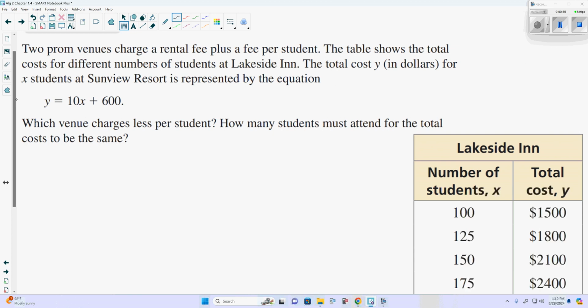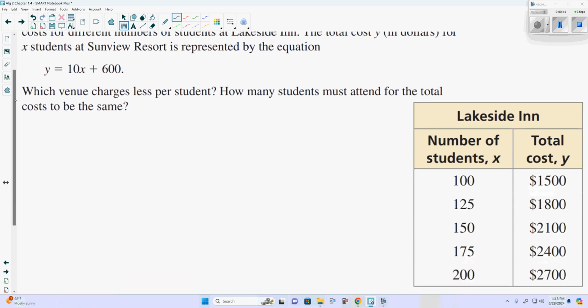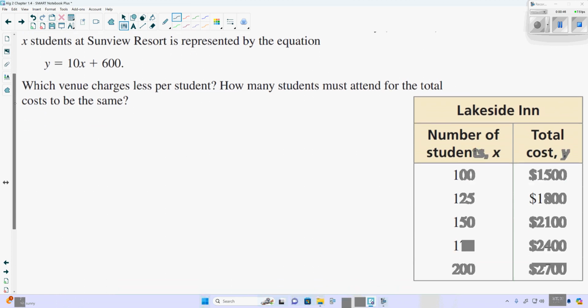Two prom venues charge a rental fee plus a fee per student. The table shows the total cost for different numbers of students for Lakeside Inn, and the total cost of y dollars for x students at Sunview Resort. So Sunview: y equals 10x plus 600. We have that equation, and the slope is going to be the cost per student, and the y-intercept is the initial cost that they give us.